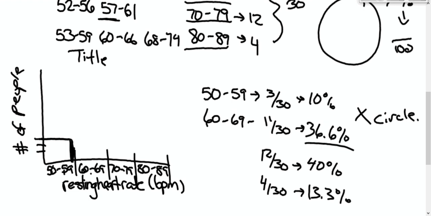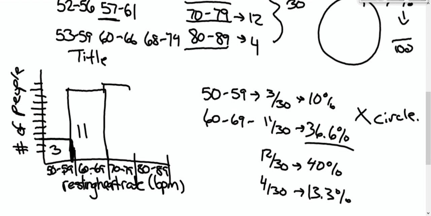60 to 69, we had 11. So 1, 2, 3, 4, 5, 6, 7, 8, 9, 10, 11. Now you don't have to put the numbers in here. I'm just doing it to help myself keep track. Next one is 12. And the last one is 4.